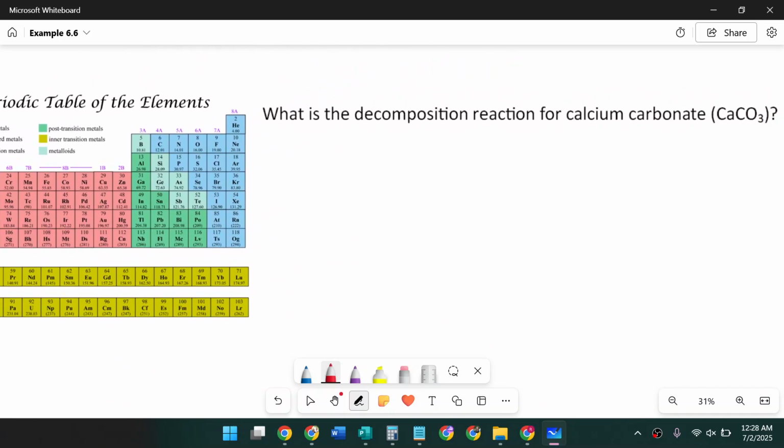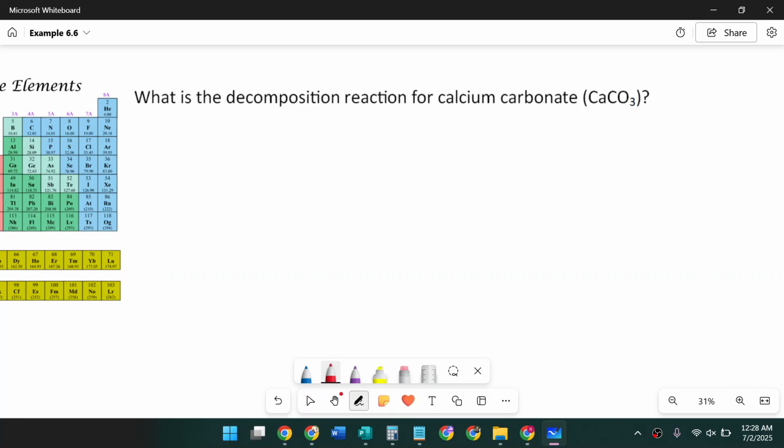All right, let's look at the other part of example 6.6. So the other part of the example says, what is the decomposition reaction for calcium carbonate? And they give us the formula for what that is. So that means we're going to start with calcium carbonate and we're going to break it into its pieces. For right now, we haven't started talking about carbonate and things like that. So we're just going to break it into all 3 pieces. Oxygen, again, is one of those homonuclear diatomic ones, so we have to have O2.